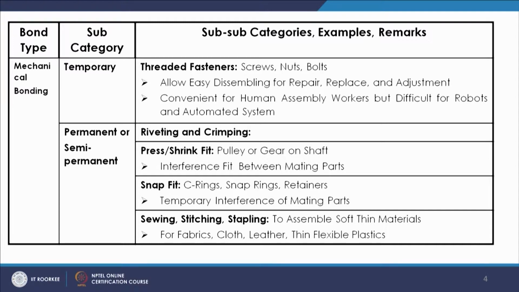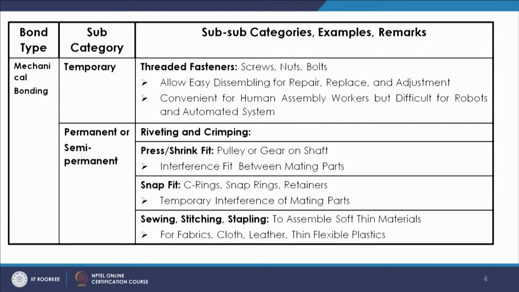So, in the case of temporary bonding, as we know, you have threaded fasteners like screws, nuts, and bolts. These are examples of mechanical bonding that is temporary type. They allow easy disassembly for repair, replacement and adjustment, convenient for human assembly workers, but difficult for robots and automated systems.